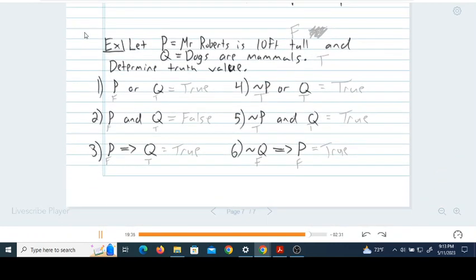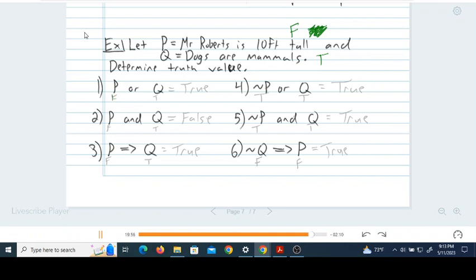All right, last example for the section. Let's look at these two statements. Mr. Roberts is 10 feet tall. That's false. Oops, not true. I wish, it'd be cool if I was 10 feet tall. Not true, that's a false statement. Dogs are mammals. That's a true statement. Once we know the truth value of these statements, the content of the statements is kind of irrelevant. We're just going to use the rules of logic.